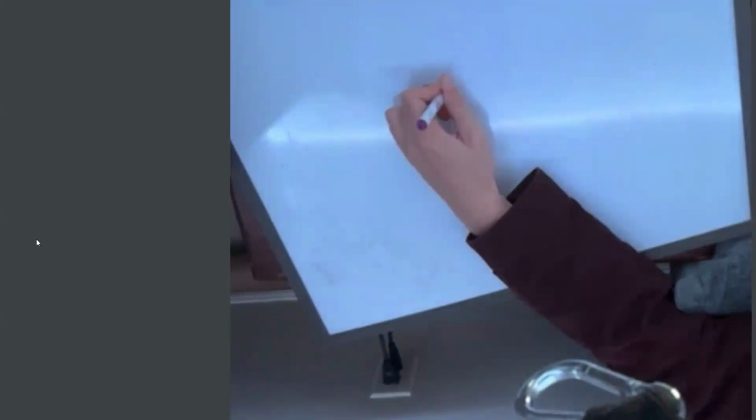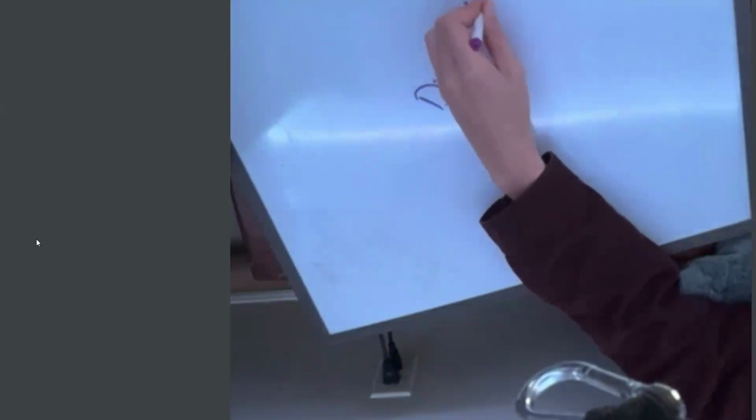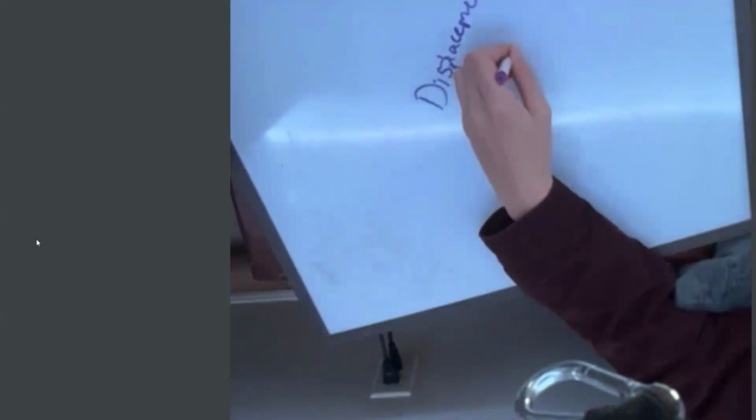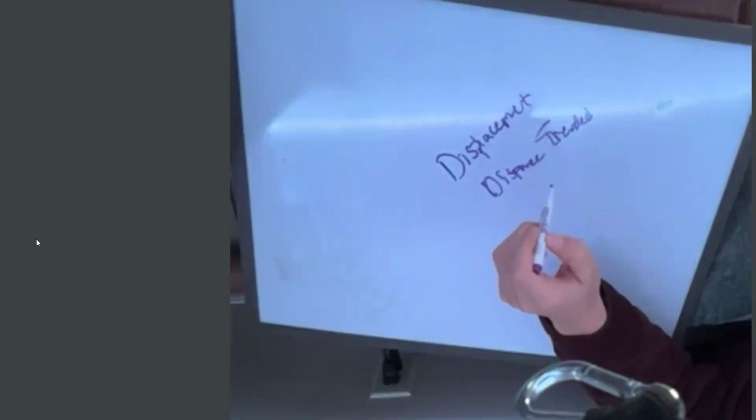Next thing we'll talk about is displacement versus distance traveled. A good way to show it is, let's say we start here. We go 8 meters to the right, and then we go 4 meters back. Displacement is 4, distance traveled is 12. That's the best way to explain it. If you go in the negative direction, it subtracts for displacement, but not for distance traveled.